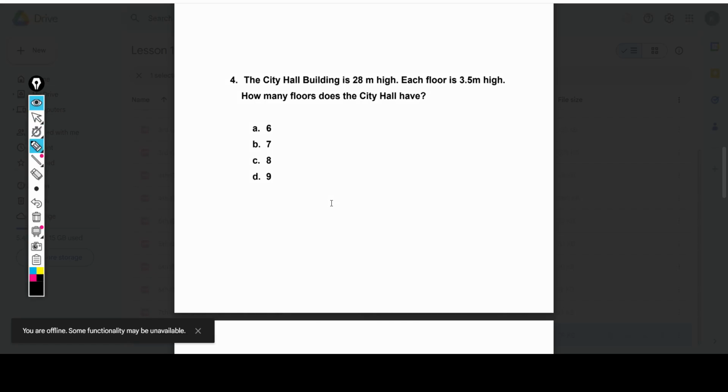And then we want to find the height of the city building if it is 20 meters high and each floor is 3.5 meters. Sorry, we want to find the number of floors. So we're going to divide the height by the height of each floor, 3.5. And well, you can do this long division way, or it might be easier if you notice 3.5 times 2 equals 7. And 28 divided by 7 is 4.